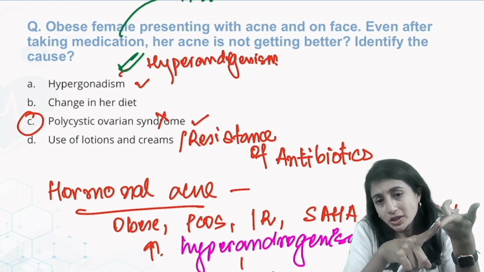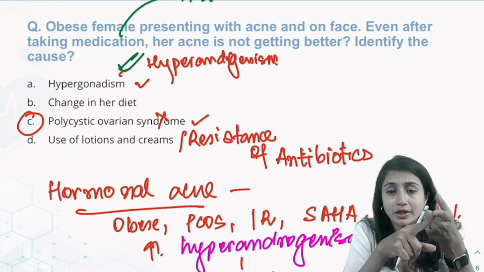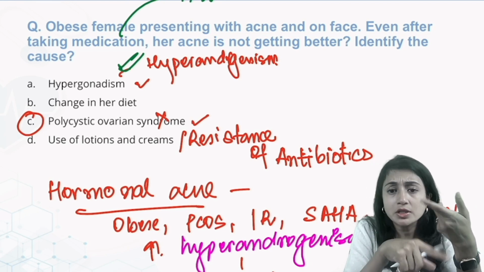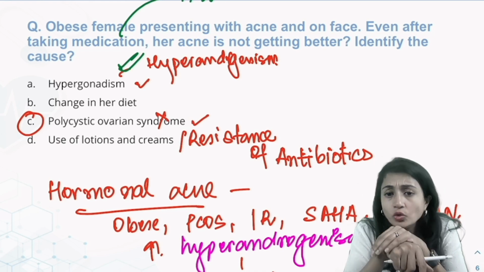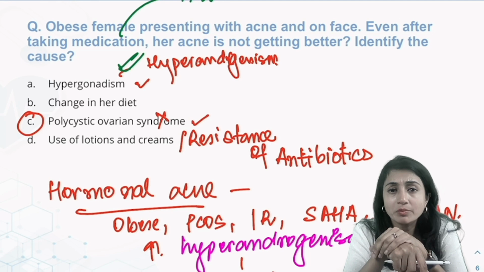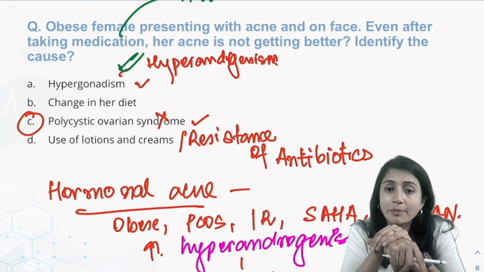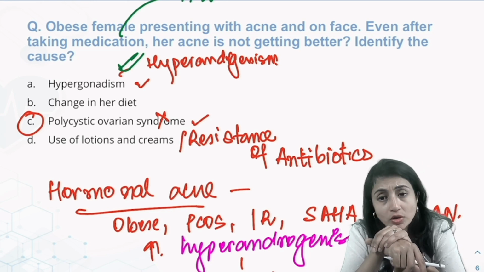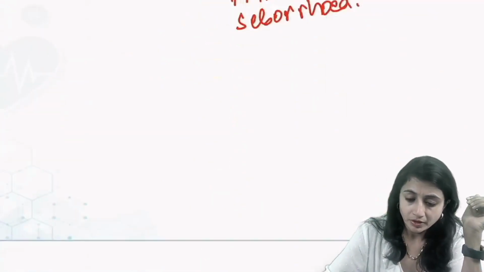Can it be due to change in her diet? Not really. Change in diet can lead to a little flare of acne, but it would not lead to non-responding acne. Can it be due to resistance to antibiotics? Not really. Antibiotic resistance, though known in acne, is not one of the major causes of non-response to medicine. So non-response will happen only if you're missing an underlying hormonal cause, most common being hyperandrogenism.